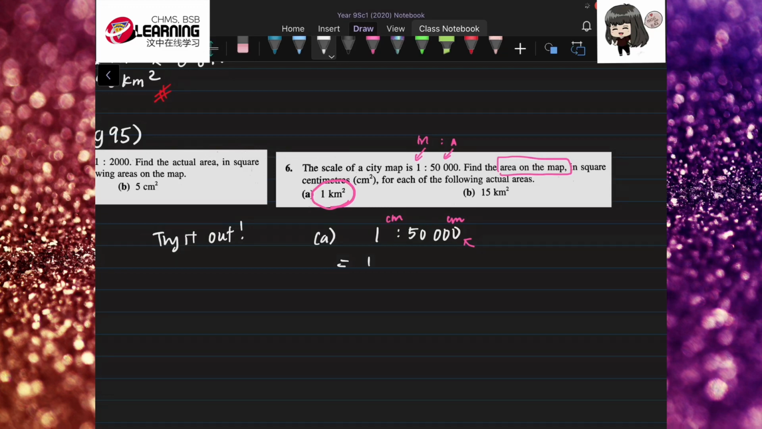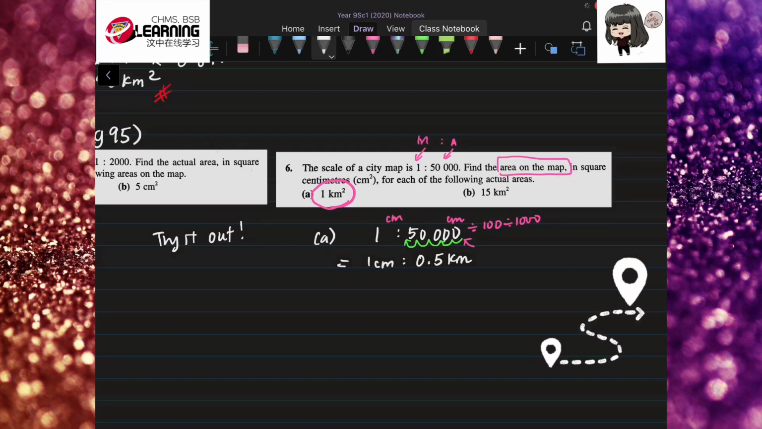So 1 centimeter will be represented by this one. We can divide it by 100 to change to meter and 1000 to change it to kilometer. Why kilometer? Because the question here is 1 kilometer square, the area, so it's related with kilometer. After we divide by 100 and by 1000, we get 0.5 kilometer. So the map is 1 centimeter and represents on the actual 0.5 kilometer.